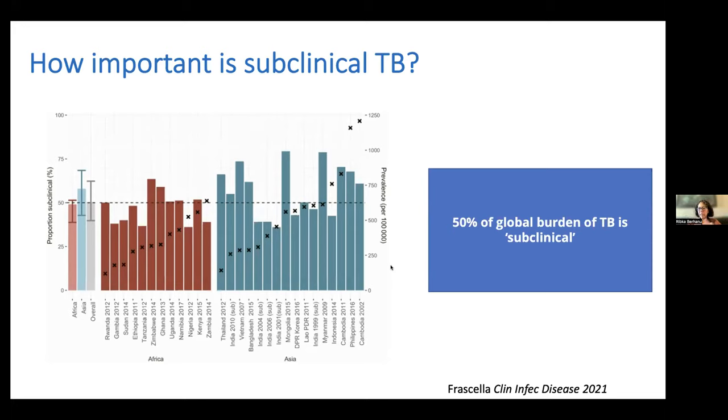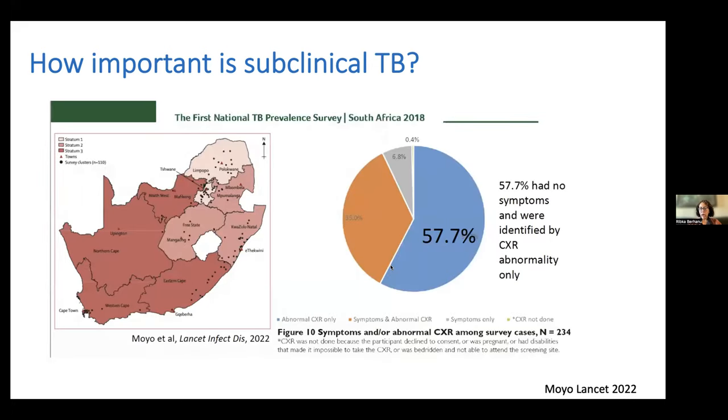So you might be wondering, well, does this apply to South Africa? Do we see the same in South Africa? Absolutely. In the South African prevalence survey, which was conducted in 2017-2018, again, in order to be tested for TB in this study, you had to either have symptoms or an abnormal chest X-ray. And 58%, so that's almost two-thirds of people that had proven TB, reported no symptoms of TB. So the only reason they were tested was because they had an abnormal chest X-ray. These prevalence survey results were subsequently published in The Lancet in 2022.